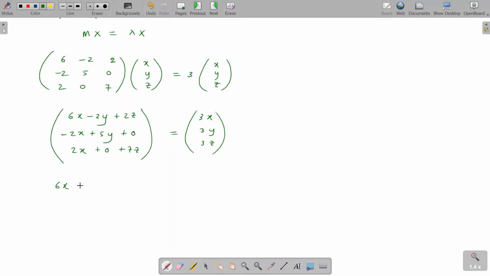First equation, 6x minus 2y plus 2z equals 3x. Can it be simplified? 6x, when you subtract 3x, gives 3x minus 2y plus 2z. So leave it like that.